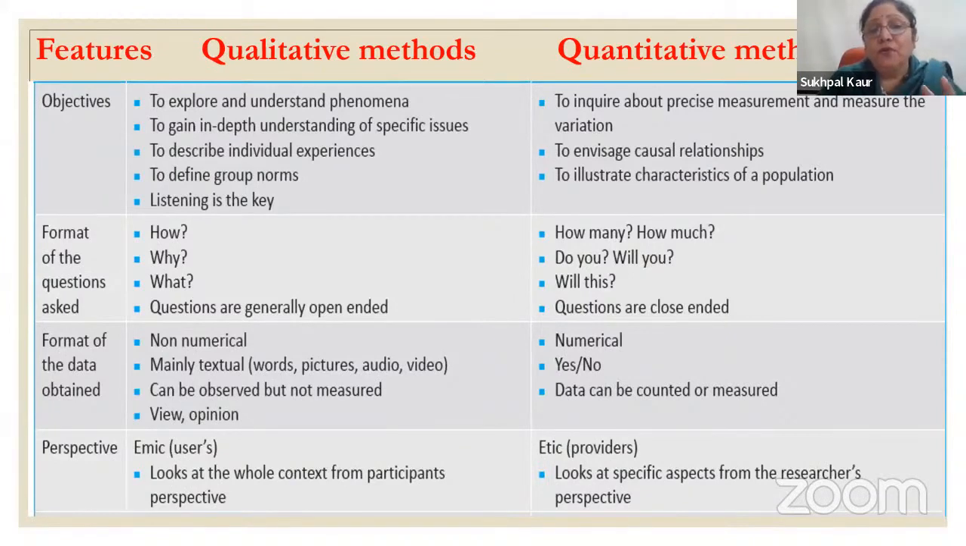The perspective in qualitative research design is always emic, which is the users' view. So we always look at the whole context from the participants' perspective. We want to know more and more information from the participants. That is why we always go for open-ended questions in the qualitative methods. However, in quantitative, this is more of the etic, which is the provider, from the researcher's point of view. So we always look at specific aspects from the researcher's aspect. The researcher is asking questions and the participants are giving the reply, so there is less talk by the participants. However, in qualitative, there is more talk by the participants, and listening is the key in qualitative research design.